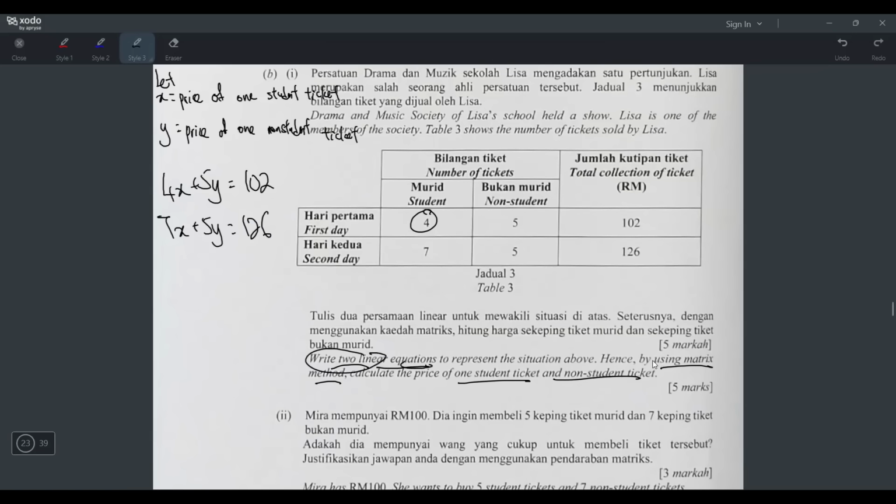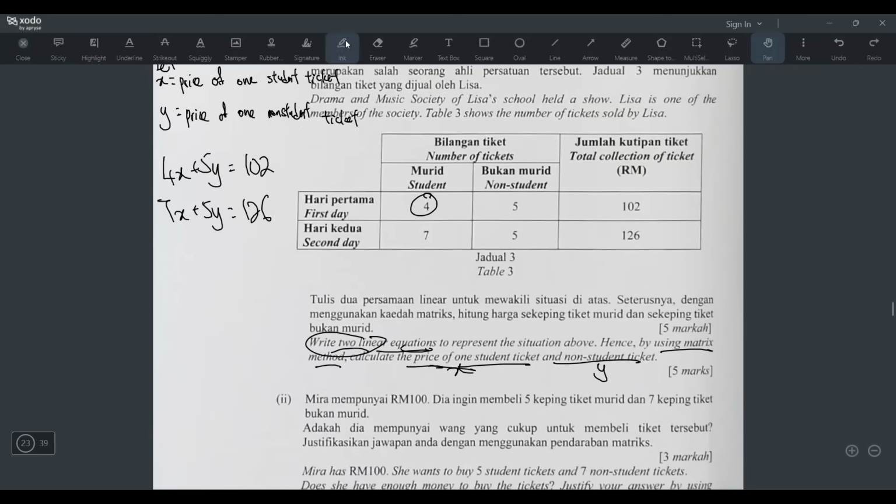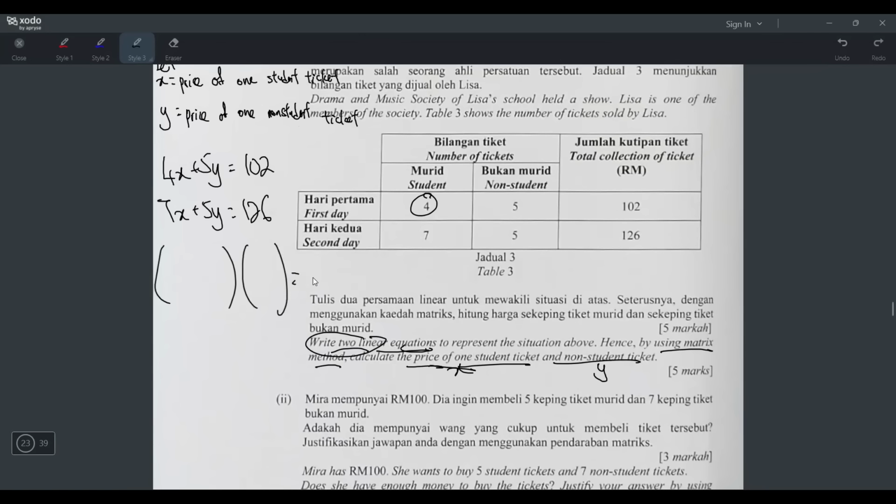Okay, sudah. And then by using matrix, calculate the price. Means kena cari lah. Okay, tapi saya sudah jadikan benda ni x, y. So now you just have to find x, y lah. But you have to use the matrix method. Okay, so how to convert to, first we have to convert to matrix form first. So when you convert, it will become like this.